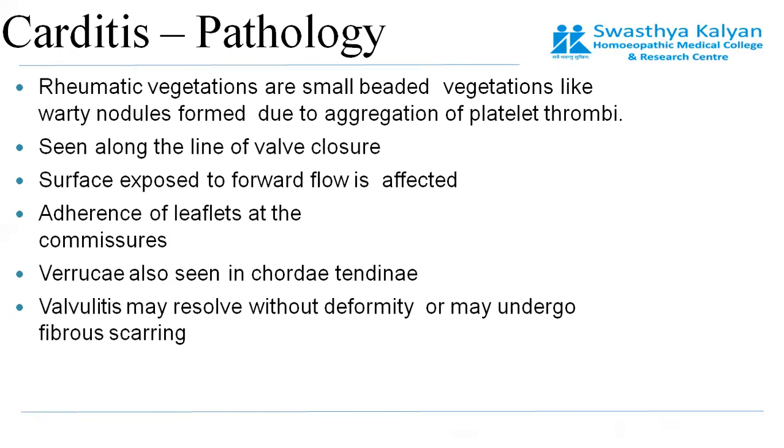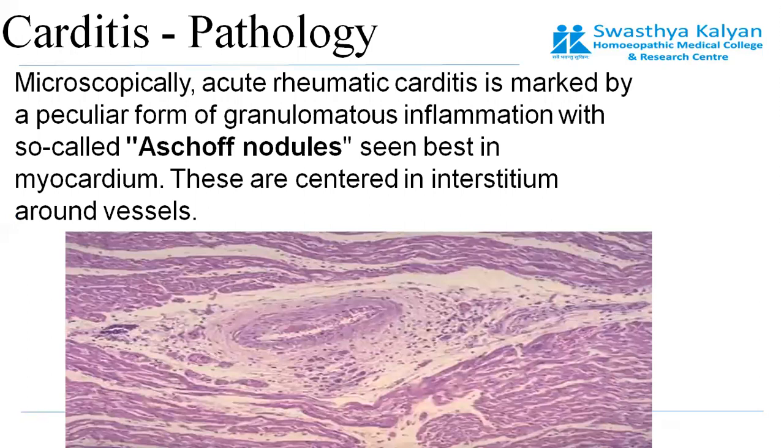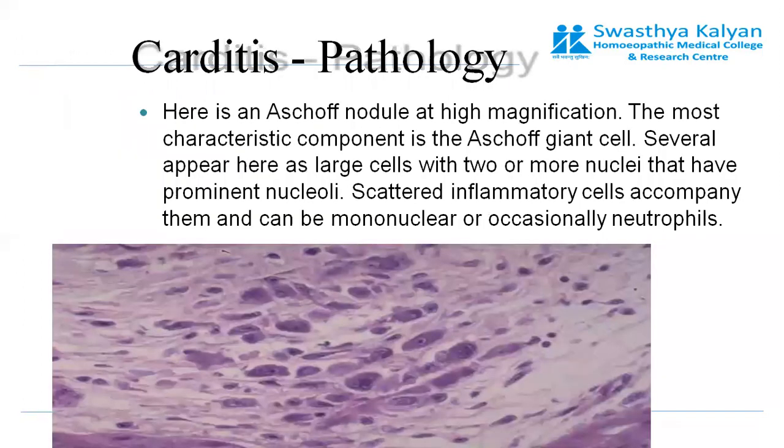Verrucae are also seen bilaterally. Verrucae are actually viral growths, or the other name used for warts. Valvulitis may resolve without deformity or may undergo fibrotic scarring, eventually leading to stenosis. And this is how the Aschoff body looks microscopically. We have some other pictures also for the Aschoff body in high magnification.